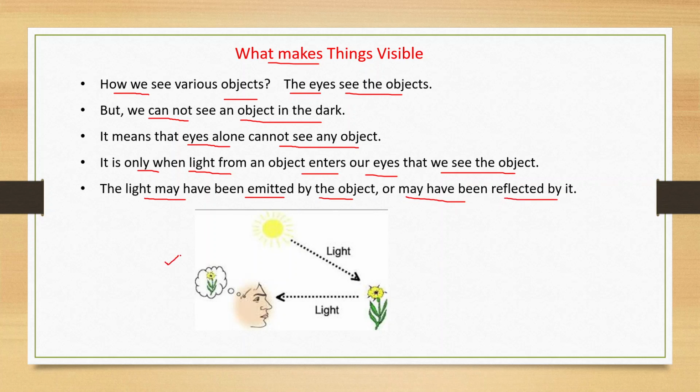See this diagram. This is the source of light. This light is falling on this flower, and this flower reflects the light, and that reflected light comes to our eyes. So we are able to see this flower. So eyes along with the light are both responsible for seeing any object.